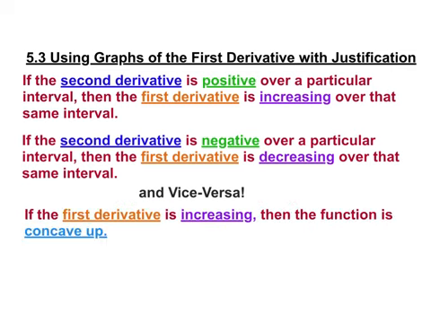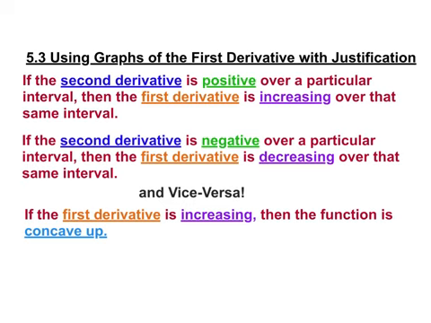Now, here's the other part to this. If the first derivative is increasing, then the function is also concave up. So we've been talking about the first derivative as it relates to the function. We've talked about the second derivative as it relates to the first derivative. Now we can go the other direction. If I know information about the first derivative, that can give me information about the second derivative, and therefore tells me more about the function, okay?